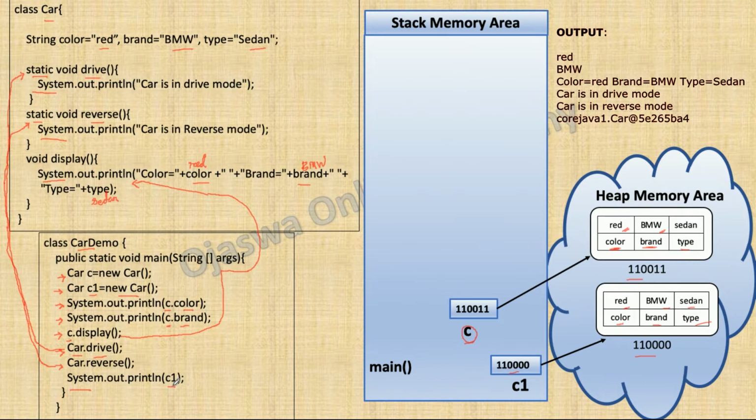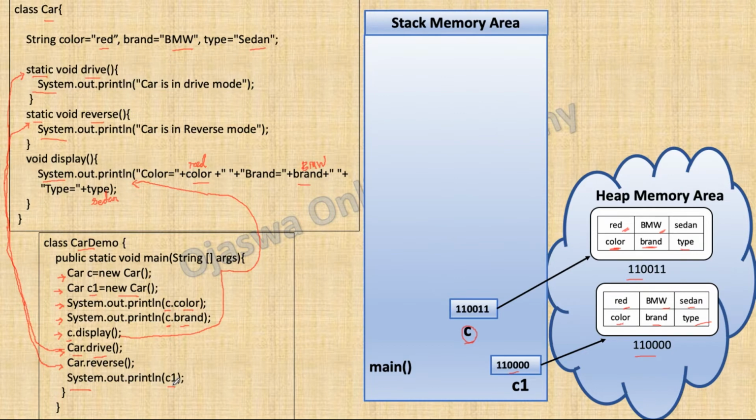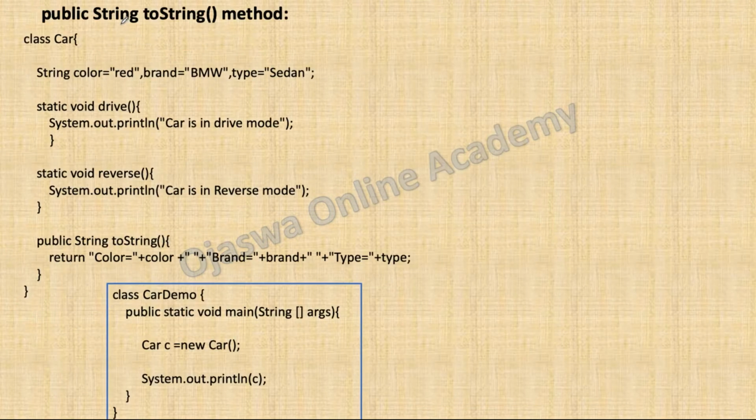So if you try to print the object, it doesn't print the data associated with the object, it prints the hash code. If you want to print data associated with the object, you need to override toString method. What is toString method? If you want to print the object directly, you need to override toString method. ToString method is a predefined method belonging to the object class. What is object class? Object class is an inbuilt parent class of all Java classes. Every class in Java is a child of object class, either directly or indirectly.